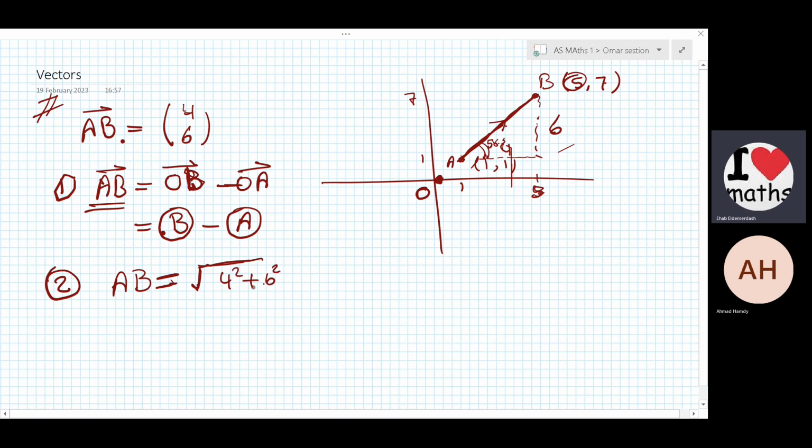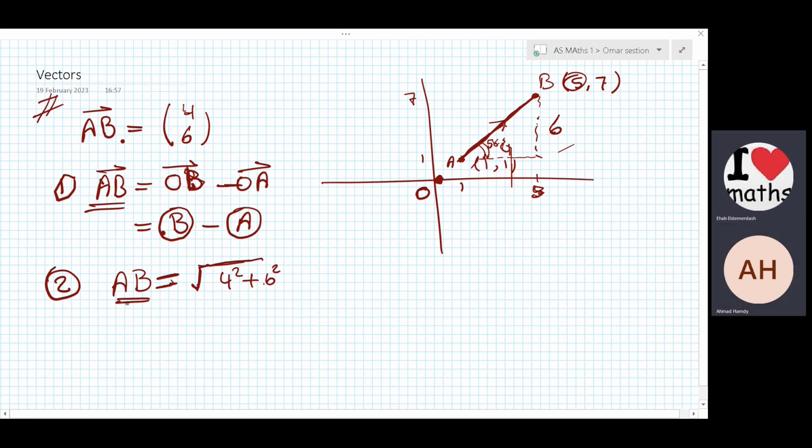So again, if I'm asking you to find the vector itself, you have to tell me it's the final minus the start. That means the final point minus the starting point. So I have here 5 and 7 minus 1 and 1. Agreed? So I got here 4 and 6.